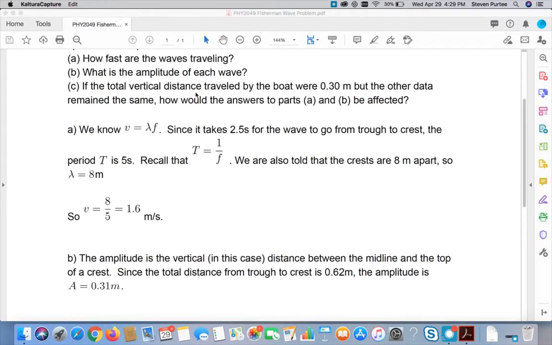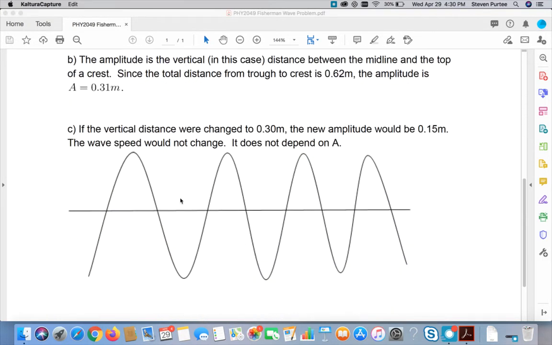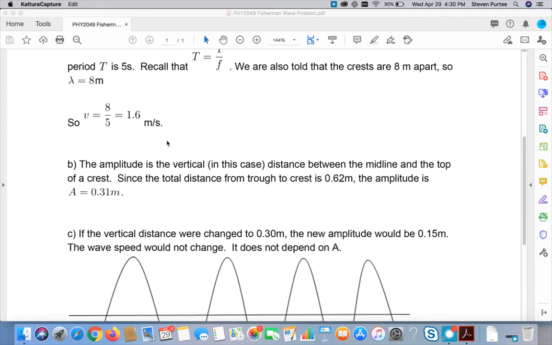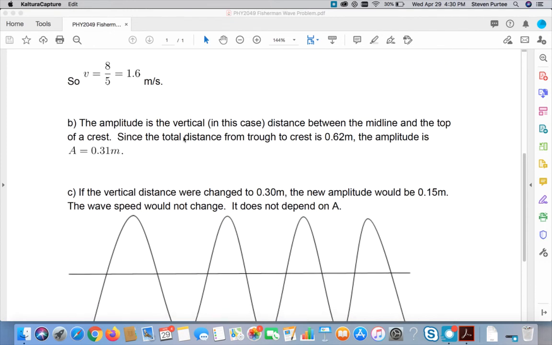And part C says, well, what if we change the amplitude? How will that change everything else? So if instead the total distance here were 0.30 meters, 30 centimeters, then the new amplitude would be half of that, 0.15 meters. Wave speed, however, this part would not change. Velocity does not depend on the amplitude.